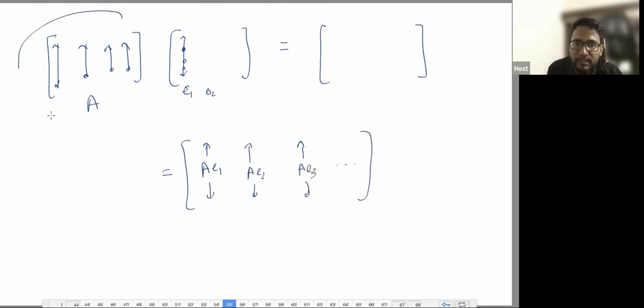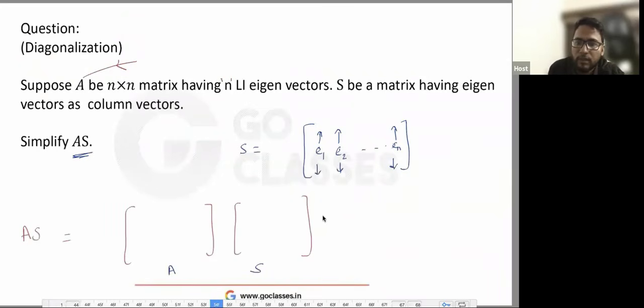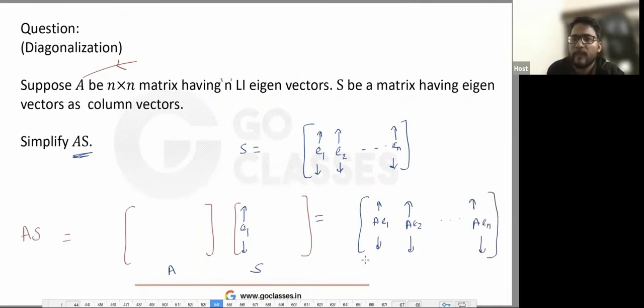So basically, I'm multiplying this A with E1, E2, E3. I can multiply this A with E1, then this will be one column. I can multiply this A with E2, this will be another column. So I can write this AS like this: AS equals, this is E1, so I can write this as A E1. So you can multiply this A into E1, and then A into E2, like this, up to A En. Is this okay to everyone?